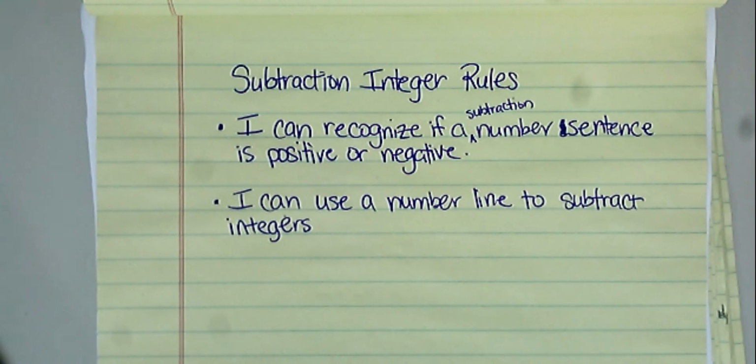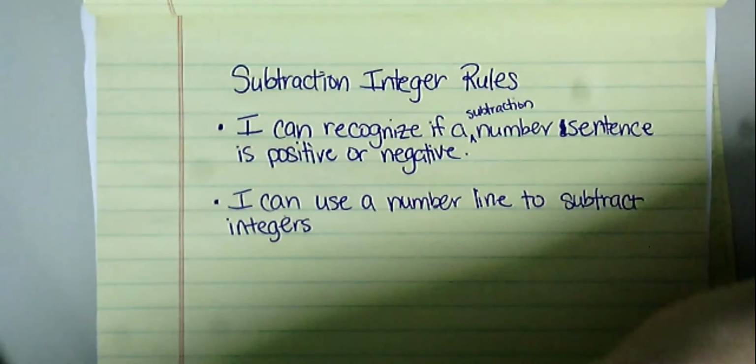Now, we only have two learning targets this time because I don't usually teach subtraction using counters. To me, it's difficult to understand. So we are just going to talk about absolute value on the number line with subtraction and talk about subtracting with integers, okay? All right, so we're going to get started.